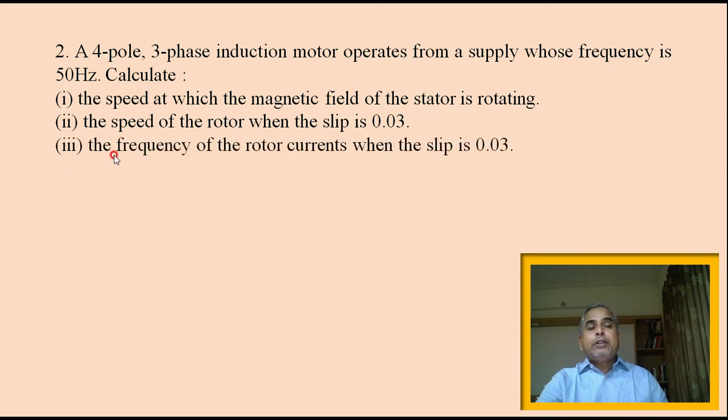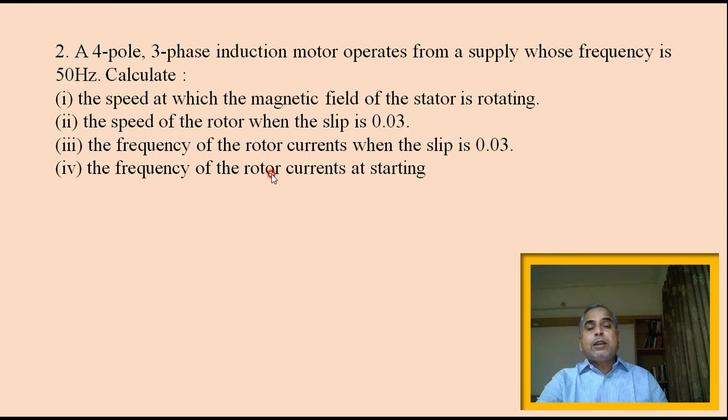Then the third quantity you have to calculate is the frequency of the rotor current, that is Fr, when the slip is 0.03. Then the fourth quantity he asked is the frequency of the rotor current at starting, that is Fr at starting.